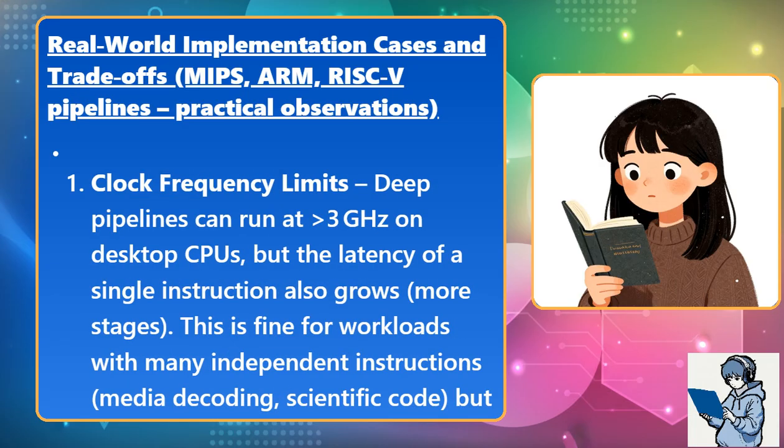Clock frequency limits. Deep pipelines can run at greater than 3 GHz on desktop CPUs, but the latency of a single instruction also grows with more stages. This is fine for workloads with many independent instructions, such as media decoding and scientific code, but hurts latency-sensitive tasks.